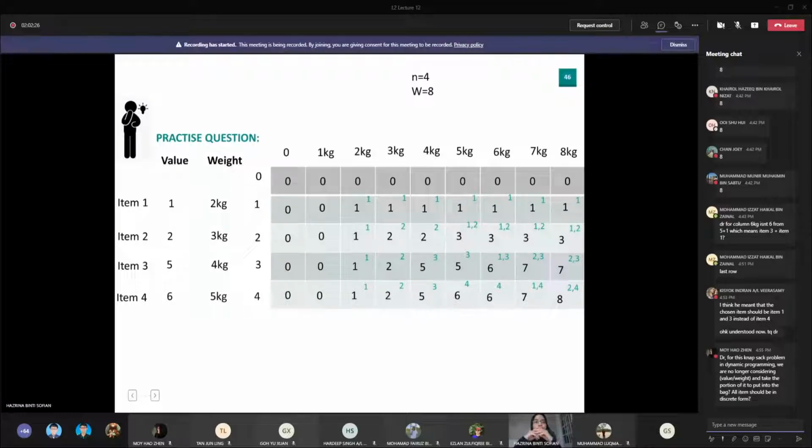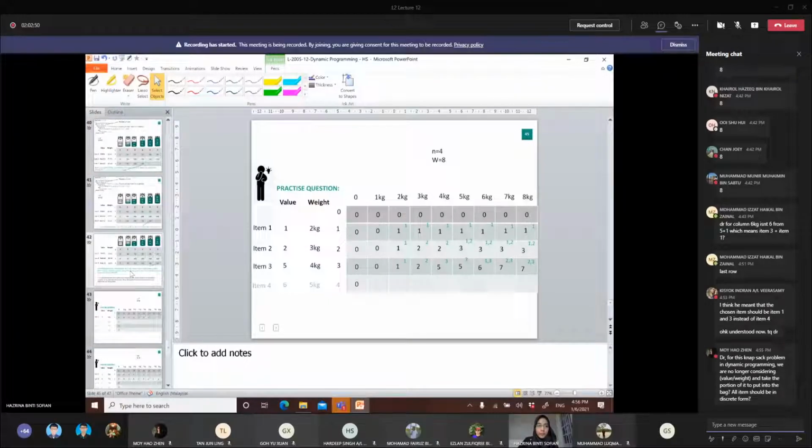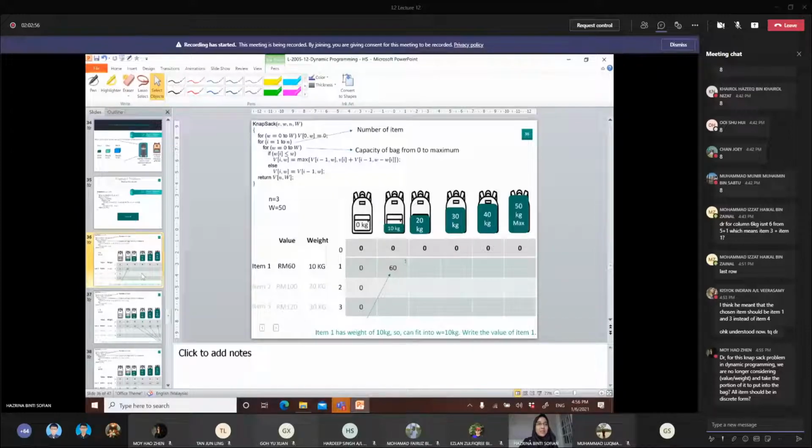I don't understand your question. It is the same concept, but between the rod cutting and the knapsack, I use a different way to make it understood. I feel that there are two ways, but it's the same. You can use the same table for the rod cutting for the knapsack problem. It's just the representation of the answer. I did it differently. I don't understand what you mean by items should be in discrete form.